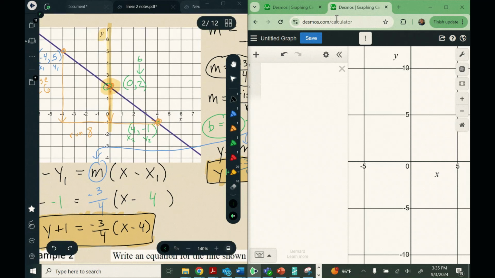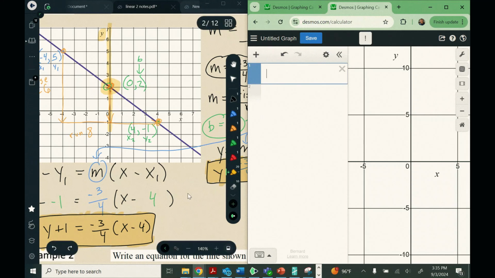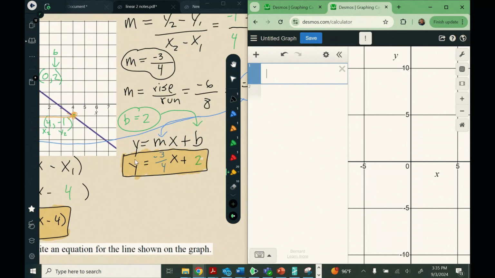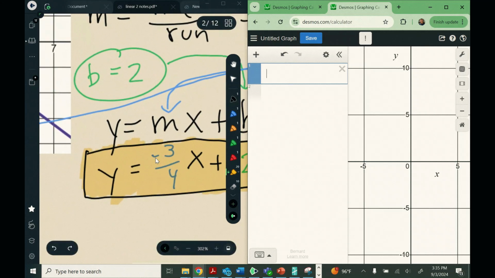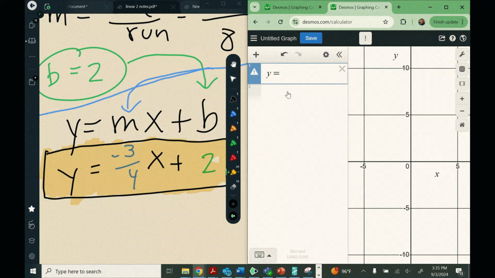So I have here open in my browser desmos.com. If you just type that in, click on graphing calculator, that's going to take you to this screen. And then I can type in, let's type in the first one we got, which was right here, slope-intercept form. So we'll type that in. Y equals negative 3 over 4 x plus 2.